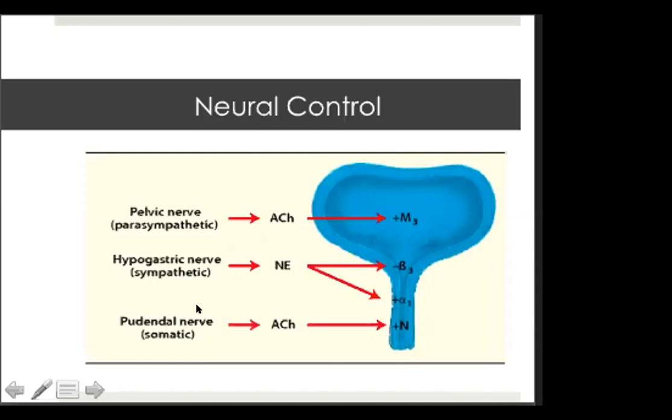Then next is the pudendal nerve, or the somatic, meaning it is in our control. It also releases acetylcholine, which binds to the nicotinic receptor found in our external sphincter. So when it acts on the nicotinic receptor, it causes sphincteric contraction. So there's a fourth nerve, which is a sensory pelvic nerve coming from the detrusor muscle. Usually, it is activated when our bladder is stretched.